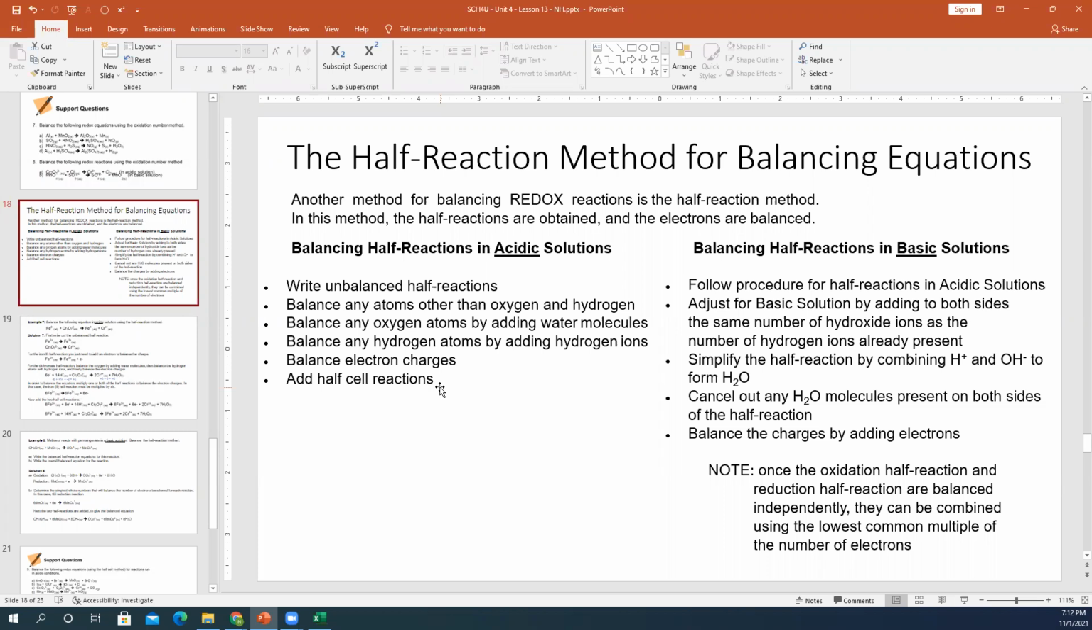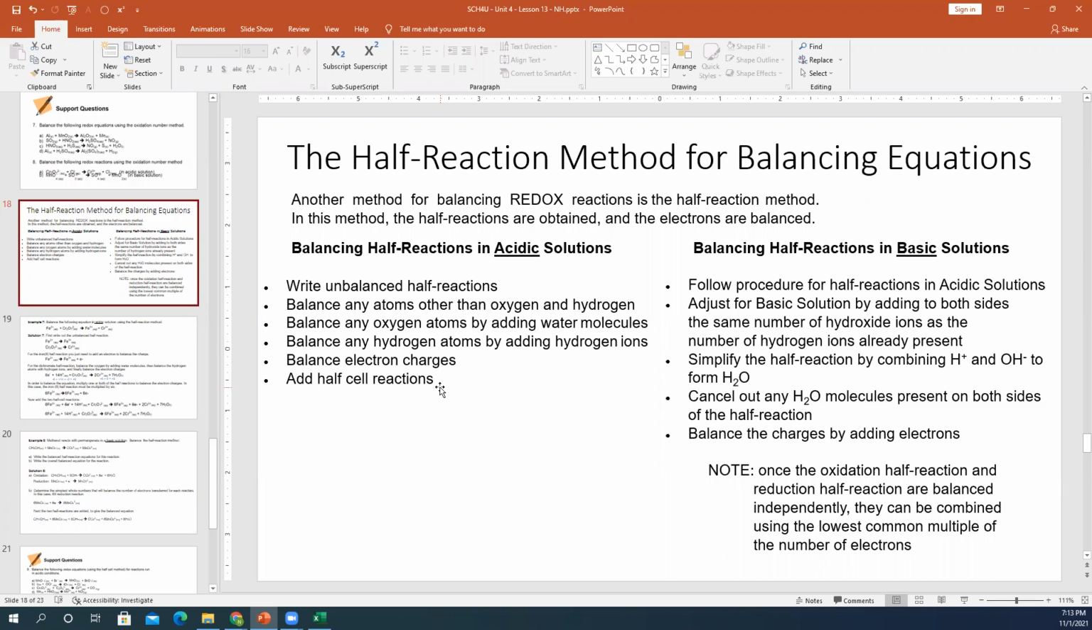Now, if you're doing this half reaction method in a basic solution, you basically follow the same procedure as you did for the acidic solution, but then you adjust for your basic solution by adding to both sides the same number of hydroxide ions, kind of like we did in our previous examples as well. We added hydroxide ions to both sides, to balance out the number of hydrogen ions that you've already got present.